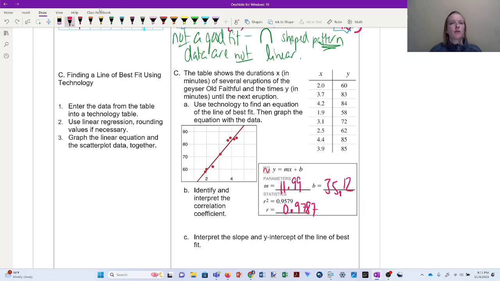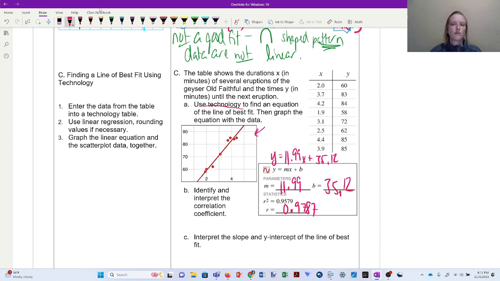Moving back to our data here. We use technology to find an equation of the line of best fit. The equation for our line of best fit was 11.99x plus 35.12. And we graphed the equation with the data, and we saw a graph that looked similar to this. Next, we're asked to identify and interpret the correlation coefficient.